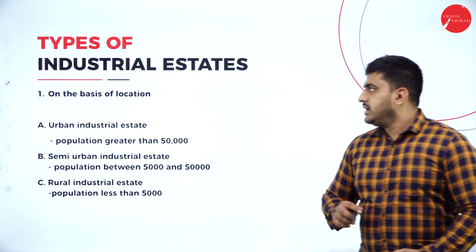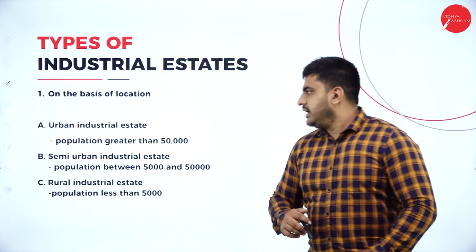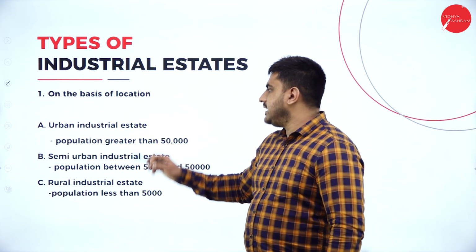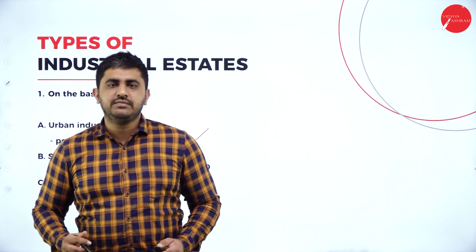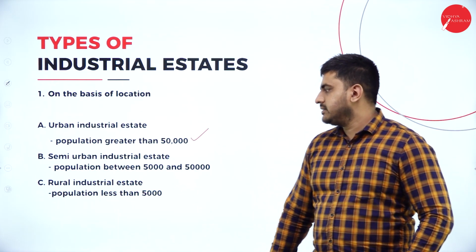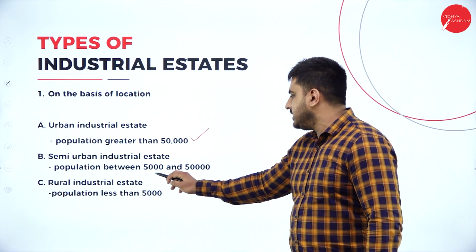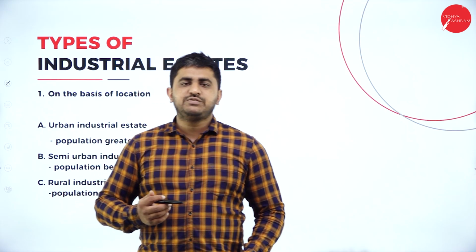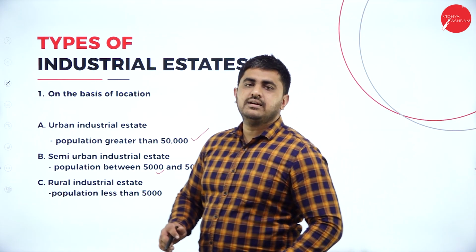So next we go for types of industrial estates. On the basis of location, it has been segregated into 3 types. We will understand one by one. Urban industrial estate, population greater than 50,000. That is, if the population of the town is greater than 50,000 and you are locating an industrial estate over there, it becomes an urban industrial estate. Semi-urban industrial estate, population between 5,000 and 50,000. You are locating an industrial estate in an area where the population is between 5,000 and 50,000. You call it a semi-urban industrial estate.